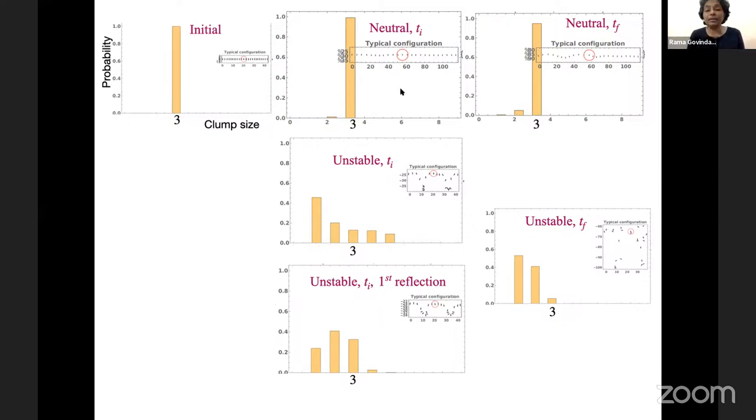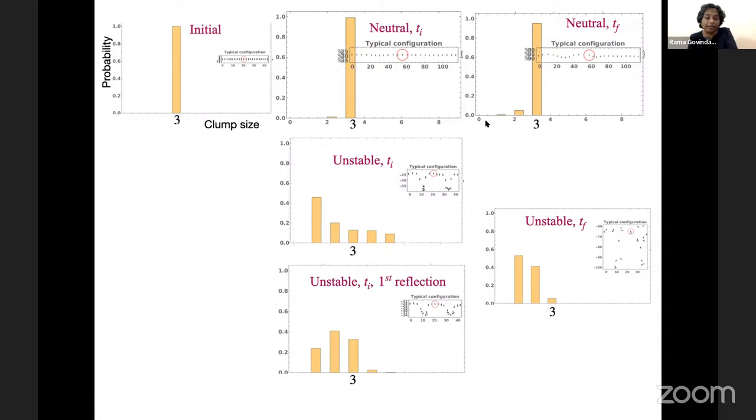Now in the neutrally stable case, you will see that some clumps of size two are coming up, some clumps of size one are coming up, but on the whole, it remains size three. You're getting these T's and these V's, a small number of them are becoming T's and V's. That's what you're seeing here, but nothing else is happening. Also, the number of nearest neighbors on average goes down because it's spreading out vertically. So the volume it occupies is getting bigger and bigger.